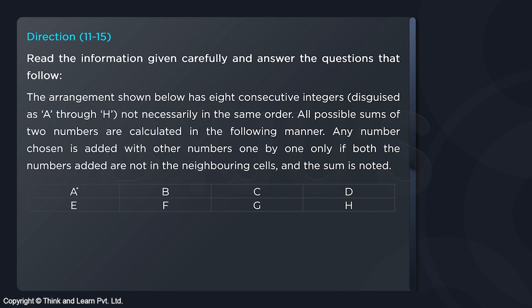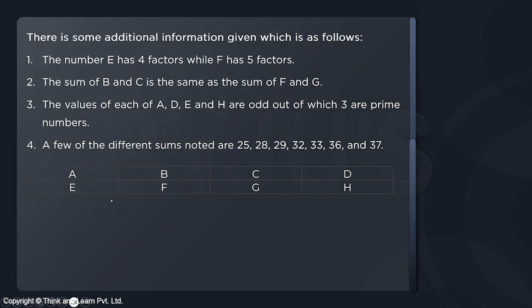So basically it's trying to say A would be added with C, G, D, H, which are not in neighboring cells. B would be added with, let's say, D and H, because these are the only ones which are not in neighboring cells, and that way the sums are obtained. After that, he says there is some additional information given, which is as follows, and then we have to answer the questions based upon this. So let's try to talk about this now.